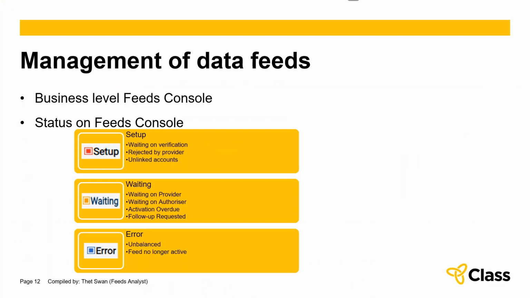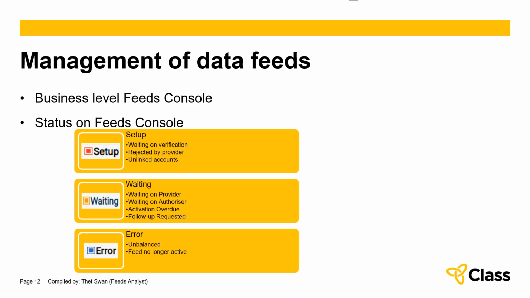So what is waiting on verification? As it suggests, this is a status, and the main reason for me to put it here, it's only valid for Westpac at this stage because it's an online process. So when you set up a Westpac account, it's important to verify the account because there's no paper form available. Rejected on provider and unlinked accounts, I'll show you in a second. Waiting is another tab that confuses a lot of administrators. What does waiting on provider mean?